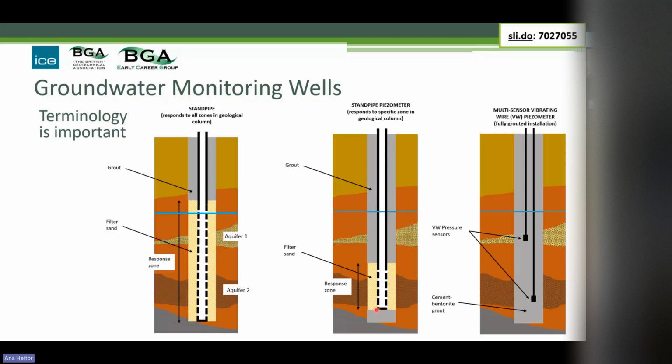In this case, we've got a short response zone targeting aquifer 2 here, and that will give, if it's correctly installed, a water level or water pressure corresponding to that aquifer zone. And obviously then you would need to have perhaps a separate borehole targeting this zone here. So a standpipe piezometer is something that's designed and it's going to give you the water pressure or the water head at a certain zone. Of course, nowadays we increasingly use electronic devices, and you can choose to have a fully grouted piezometer installation where you can have multiple pressure sensors installed in different zones. And here, this single borehole would allow you to get electronic data that can be calibrated and converted into water levels for different levels. So terminology is really important.